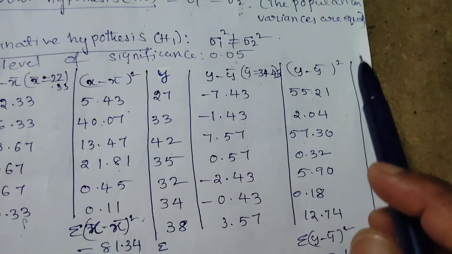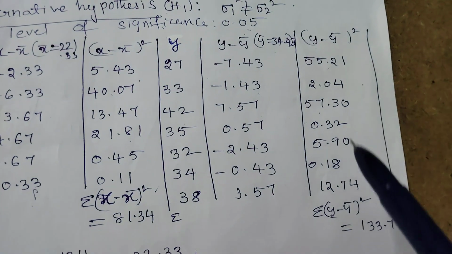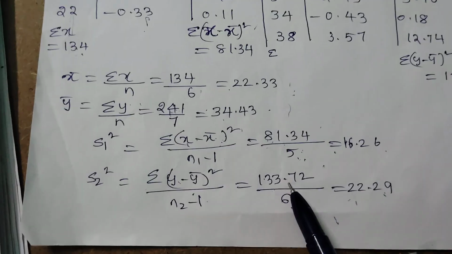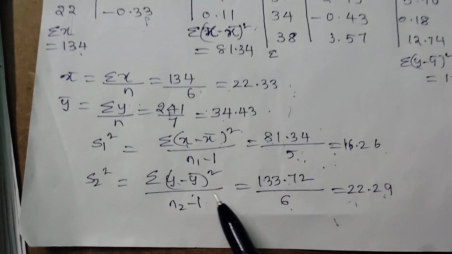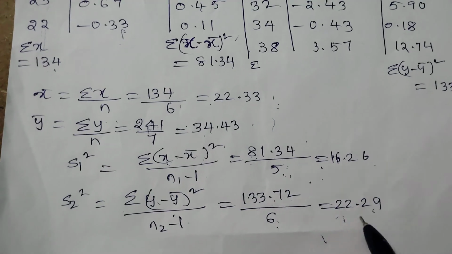Okay, so the y minus y bar whole square values are over. Add all these values, the summation of all these values, we get 133.72. Now substitute here 133.72. Here the number of observations is 7, 7 minus 1 is 6, that means 22.29.